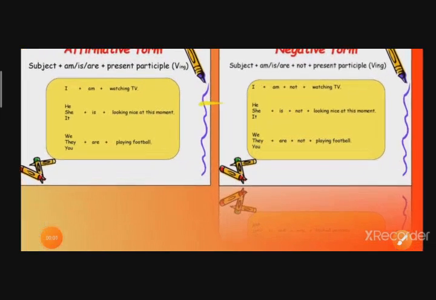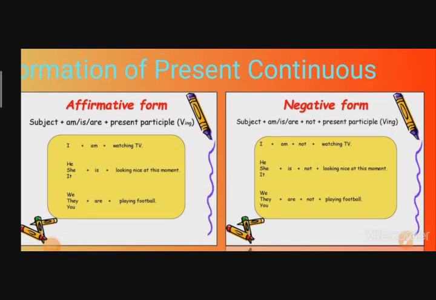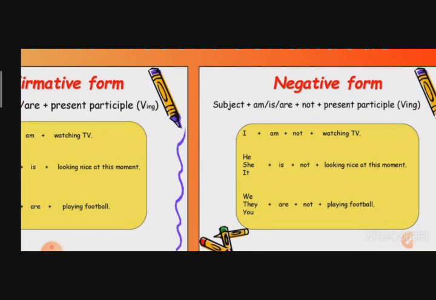Now let's see the negative sentence formation for present continuous tense. The difference between a negative and positive formation is only the word not. The rest of the thing remains the same. So when we are making a negative sentence, the formation would be subject plus am, is or are, that is the helping verb or to be form, plus not plus present participle, that is the verb ing form. So let's see the example. I am not watching TV.